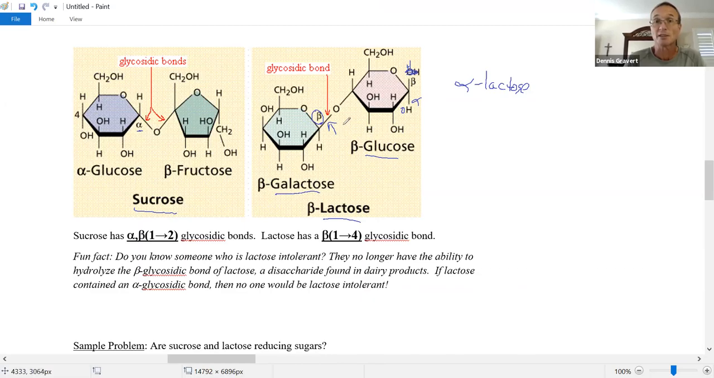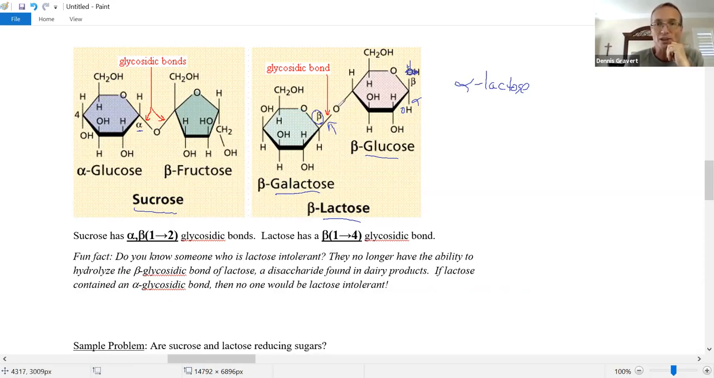But someone who's lactose intolerant, the first step of digestion of disaccharides is breaking the glycosidic bond, splitting into two sugars. And people with lactose intolerance lose the ability, the special enzyme, nature's catalysts are enzymes, lose the ability to cut the beta glycosidic bond. Enzymes are so specific, it can only do one or the other most of the time. So there you go. What else?